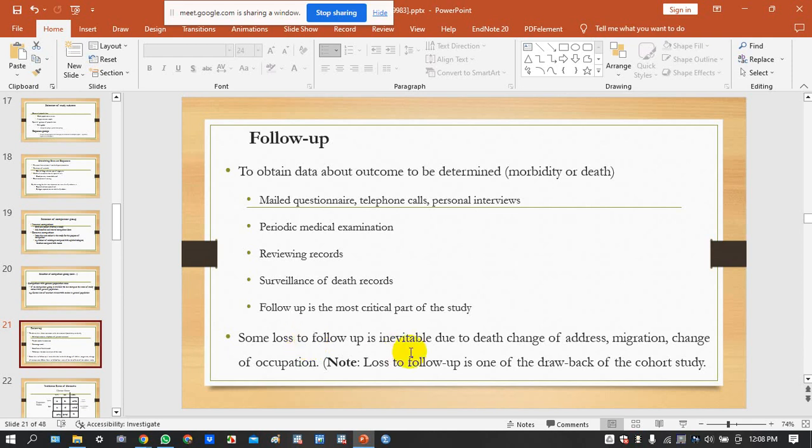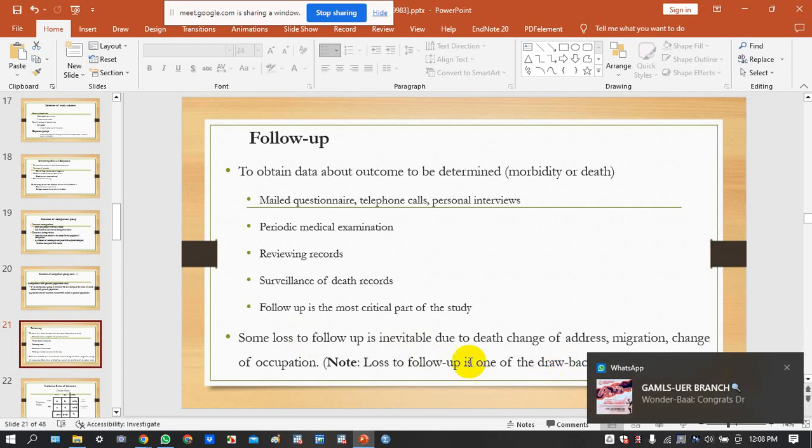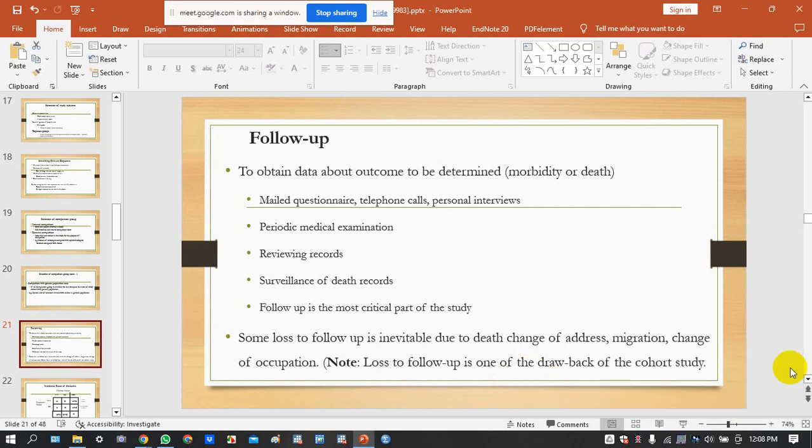So some losses to follow up are inevitable due to death, change of address, migration, change of occupation. Loss to follow up is one of the drawbacks of the cohort study.